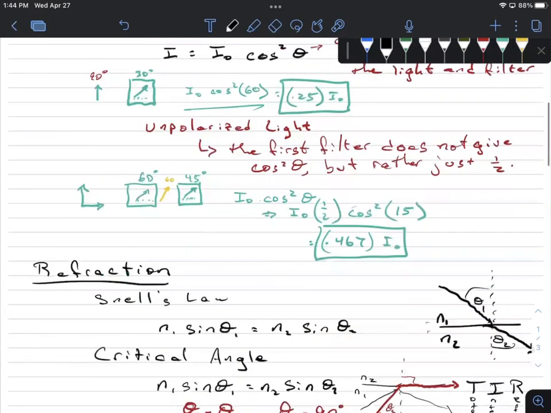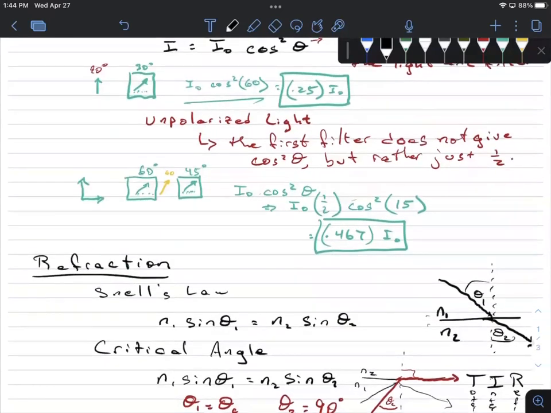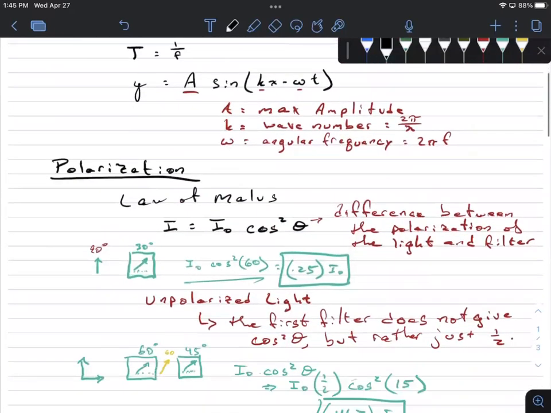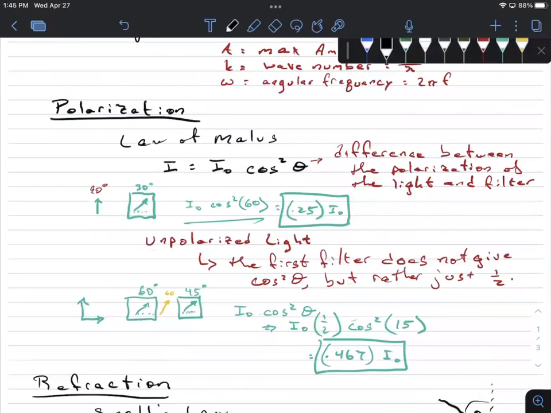But other than that, you could think probably 2 or 3 refraction problems, 2 or 3 light and wave problems, and probably 1 big polarization problem.